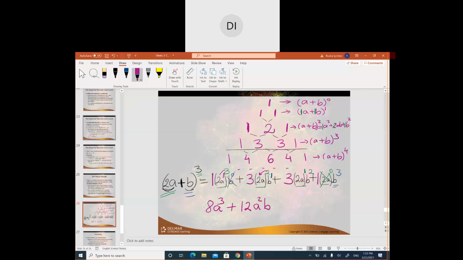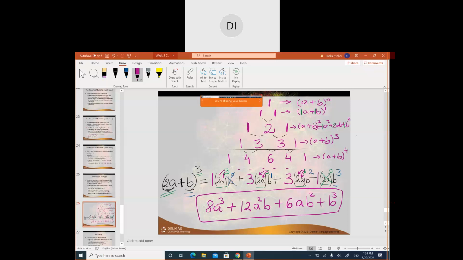Then in the next term, we have 2a to the first. Okay? So it's going to be 2 to the first is 2. 2 times 3 is 6. A to the first is just a, and b squared. And then plus, this crossed out, so it's 1b cubed. You don't need to put 1 in front. So that's my final answer if I want to expand 2a plus b cubed. Okay? Everybody understanding that?